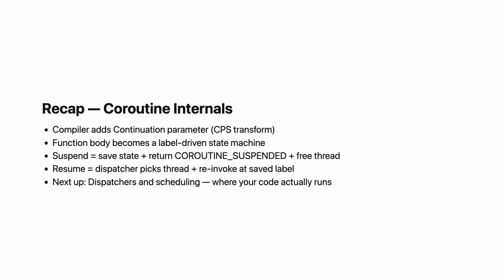In the next and final video of this phase, we are going to look at where your coroutine code actually runs, the dispatchers. We will understand Main, Default, IO, and Unconfined, and why choosing the wrong one leads to ANRs or wasted resources. See you there.